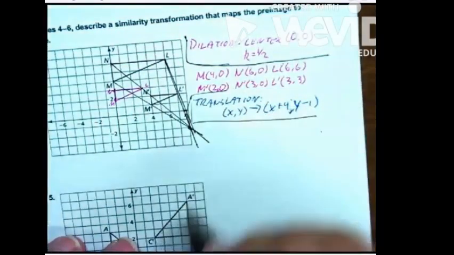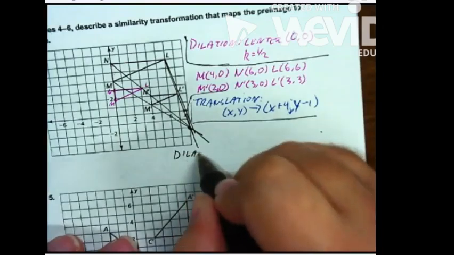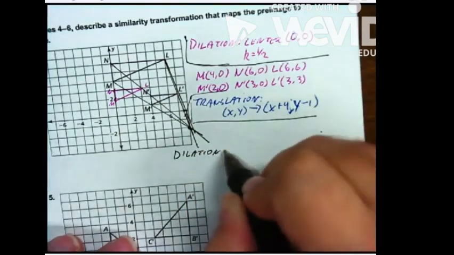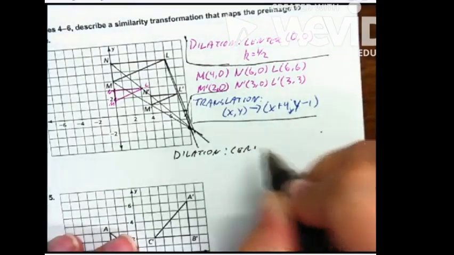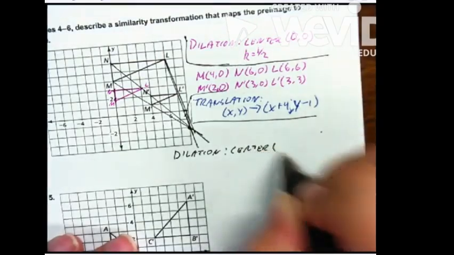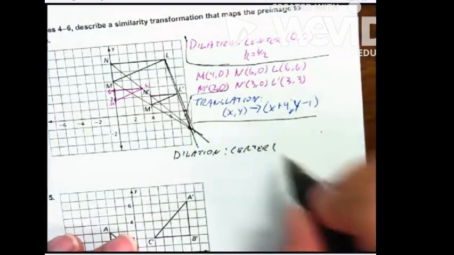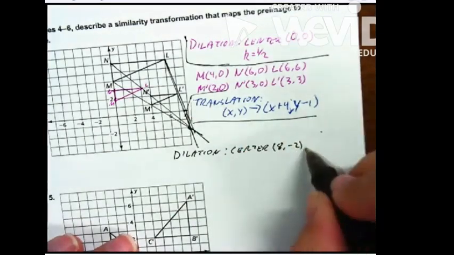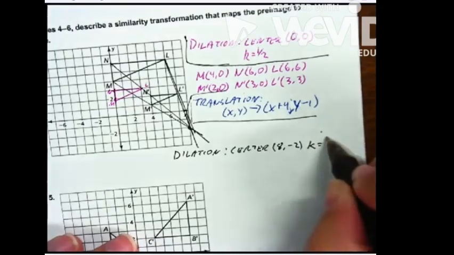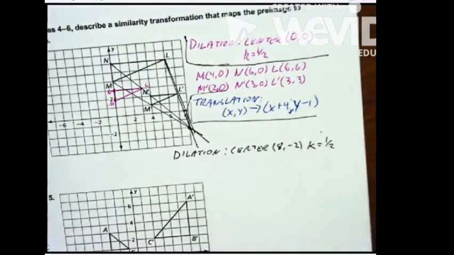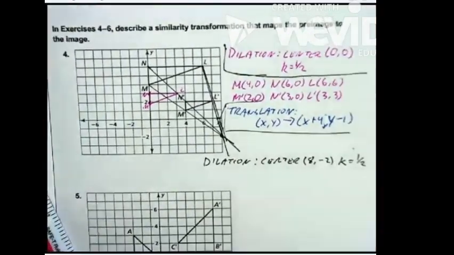Right here. We could do this as a dilation with a center where all these rays intersect, which is right here. That would be 8, -2. And k equals 1/2. And that would do it all in one step. But that's a little bit harder to see, a little bit more complicated to do, especially if your homework is online or something like that and you don't have graph paper handy. So that's a bit harder to see. And sometimes this won't work anyways.